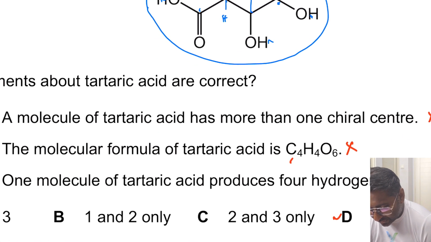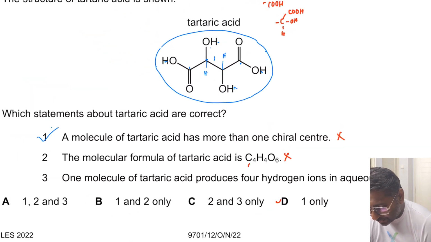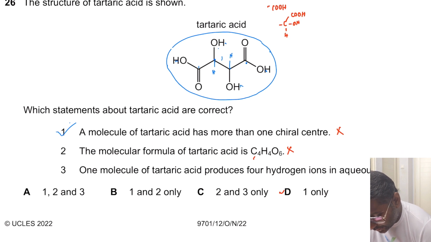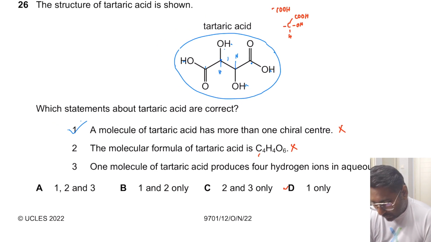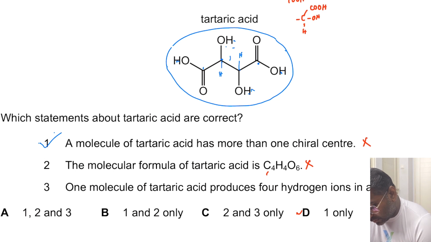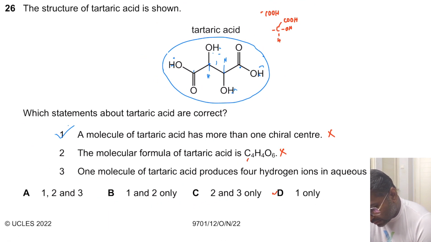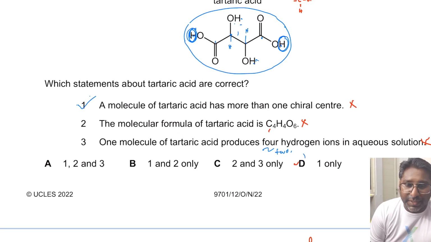One molecule of tartaric acid produces 4 hydrogen ions in aqueous solution. Here, this is alcohol and this is carboxylic acid. In aqueous solution, only the carboxylic acid group is the one that will give us the hydrogen ion, not the alcohol. So we are talking about 2, not 4. So the answer is going to be 1 only. So the answer is going to be D.